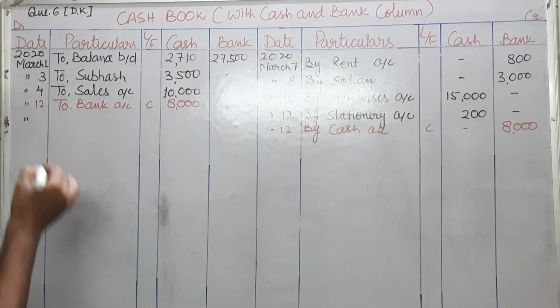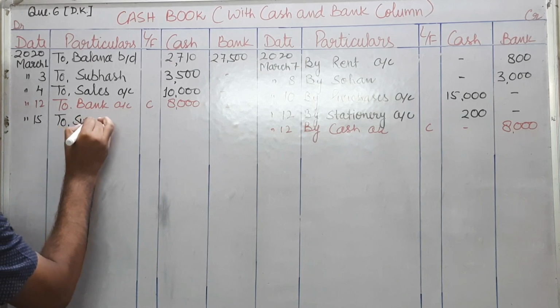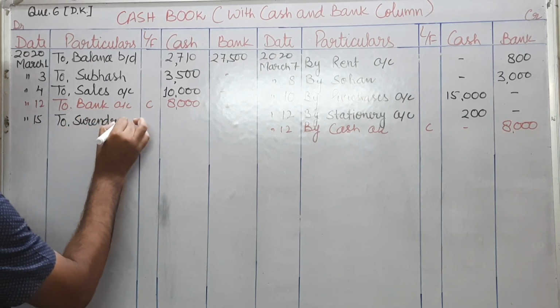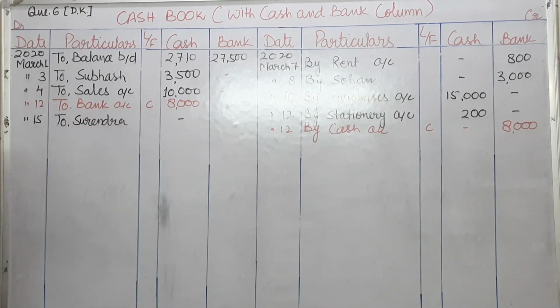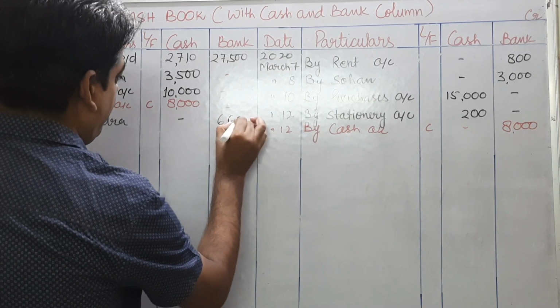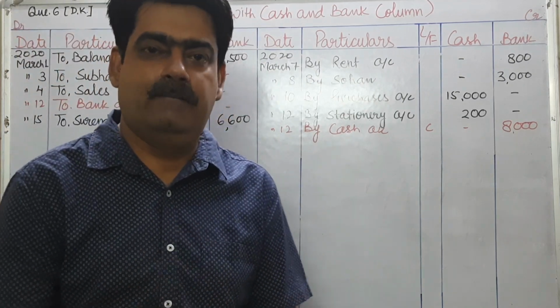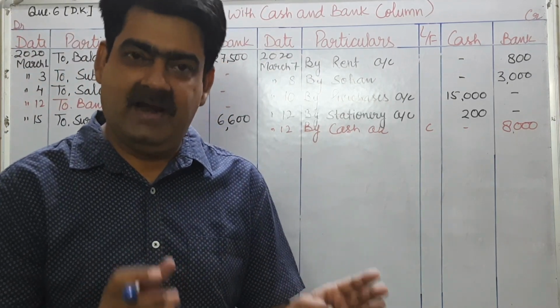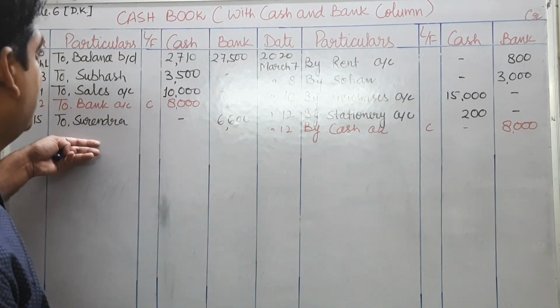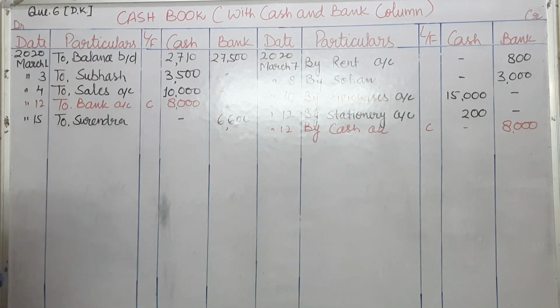March 15, bank account debit to Surendra. Amount will come in bank column, and amount is 6,600, because immediately you are depositing that check into the bank. So in this case, entry will be bank account debit to Surendra. So to Surendra, in debit side you will write to Surendra, and amount will come in bank column.